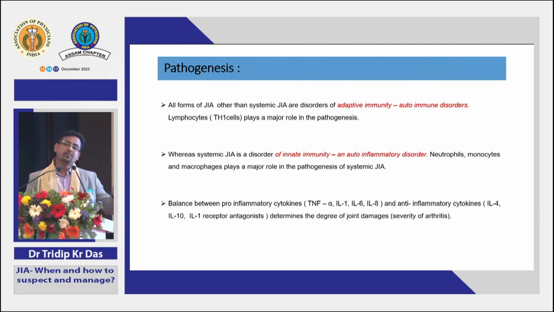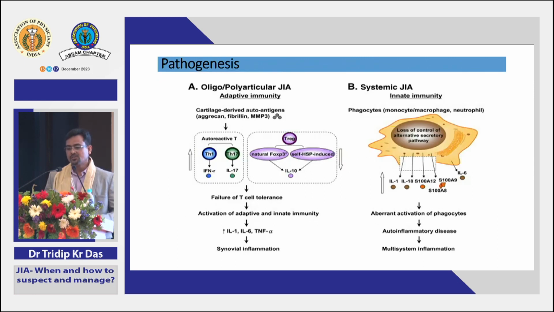So it is a balance between the pro-inflammatory and anti-inflammatory cytokines which basically determines the degree of joint damage. So this is the pathogenesis, where you can see that in oligo and polyarticular JIA, it is the interleukins which play a major role in the inflammation, whereas in systemic JIA, it is the macrophages which cause systemic damage in every part of the body.